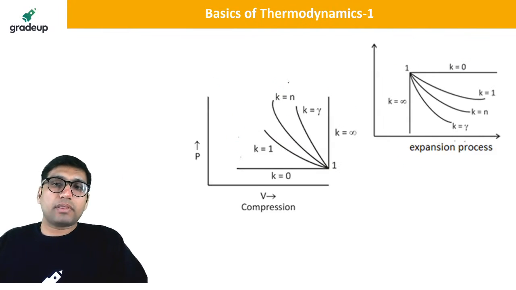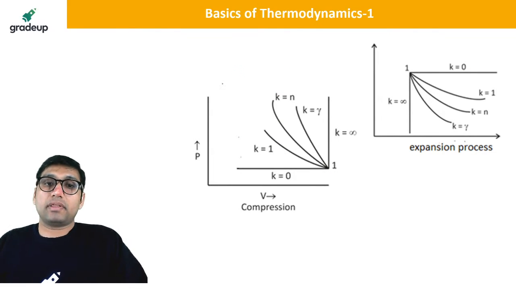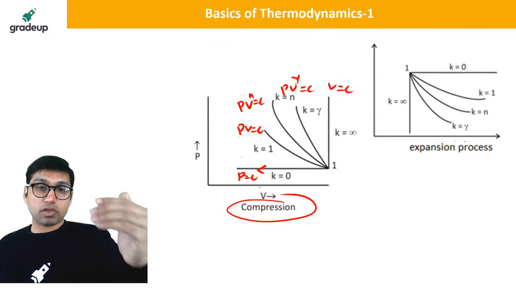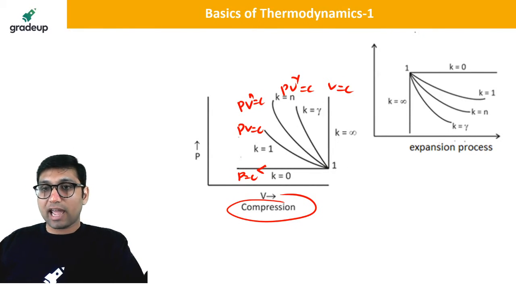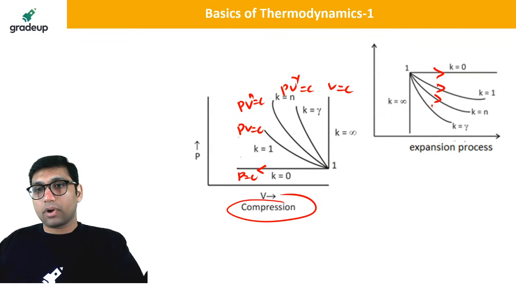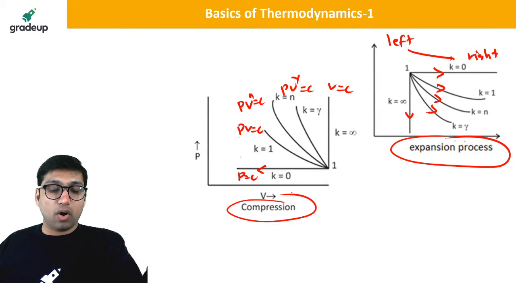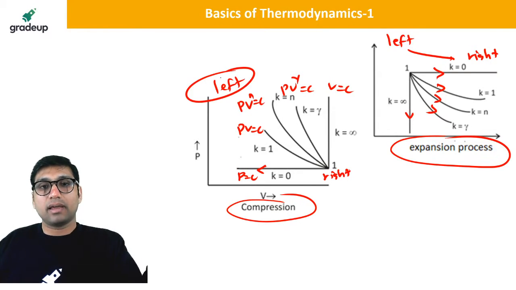Now, how can we represent different processes on the pressure volume diagram? This is how you represent them. This is the constant pressure process. This is the constant temperature process. This is polytropic, this is adiabatic, and this is the constant volume process. And for expansion and compression, any process which goes from left to right on a pressure volume diagram will be an expansion process, and any process which goes from right to left will be called a compression process.